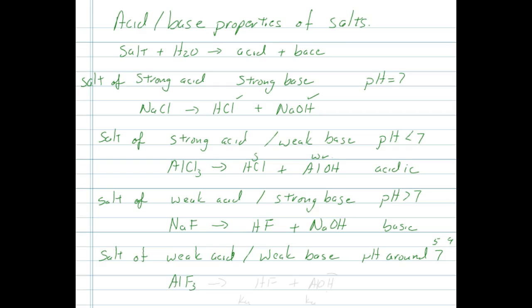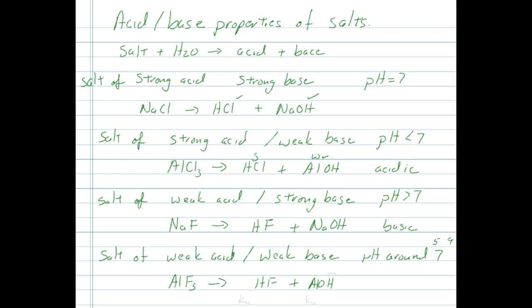AlF3. HF, which is already weak, and AlOH, don't worry about balancing it. Al is not one of the first two columns, so that's weak. So it's going to be somewhere around 7.